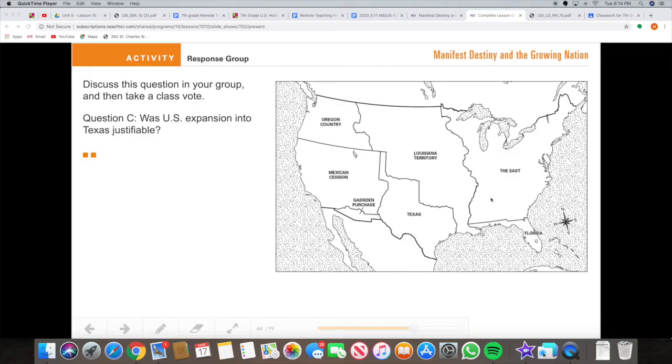How we acquired the Louisiana Territory, Florida, Texas, and now we're moving on to Oregon country, and we're also talking about the Mexican-American War today.